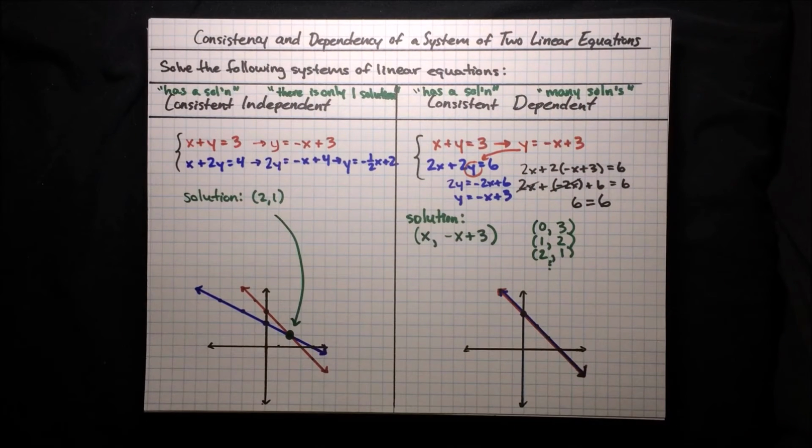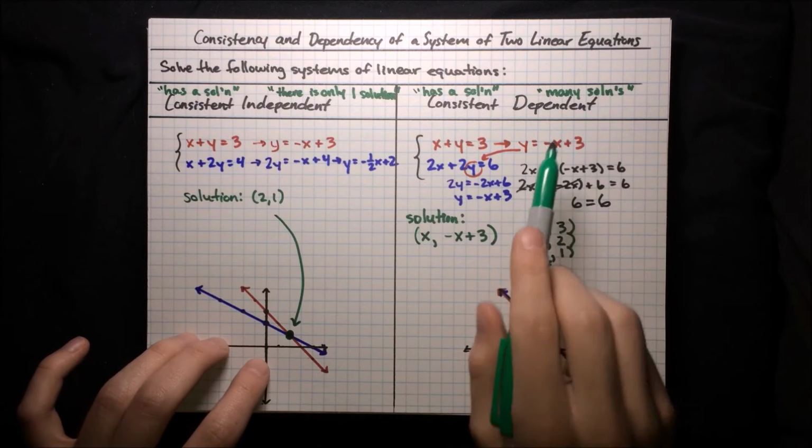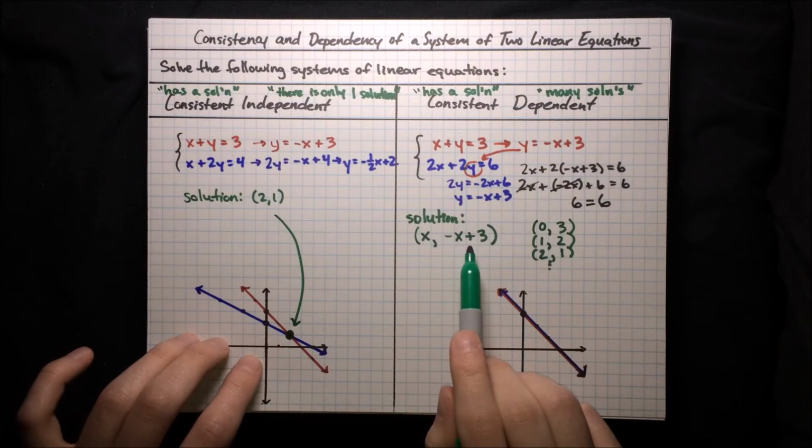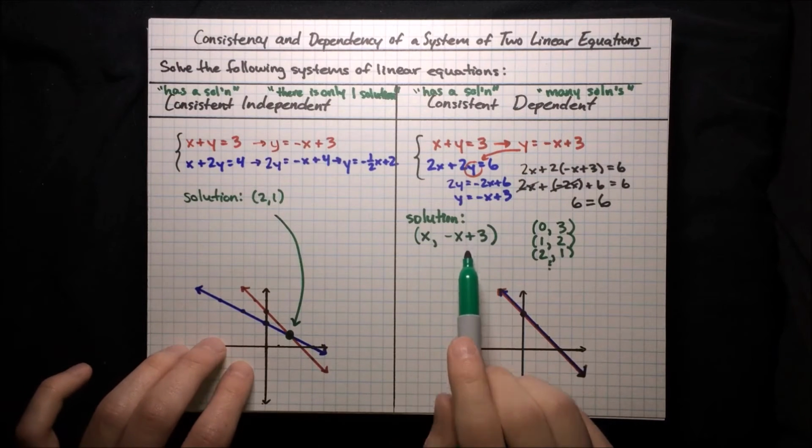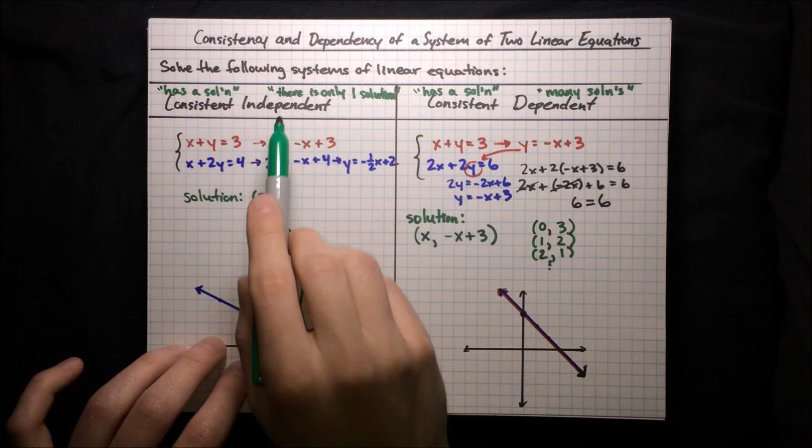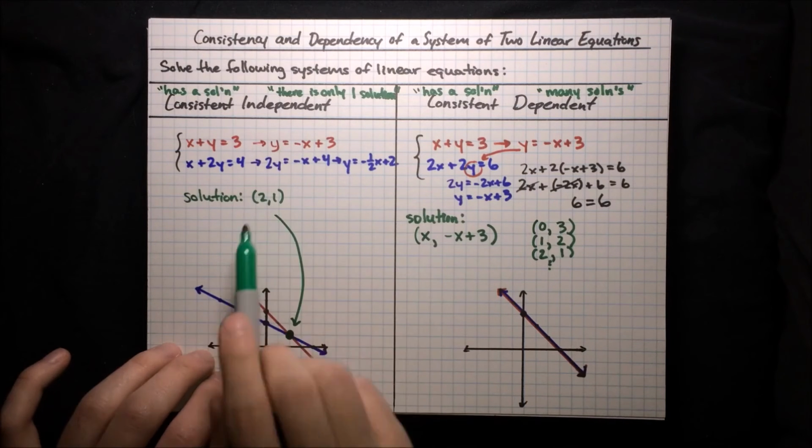You can also remember it this way: dependent because the solution for y here depends on the value of x, and independent because the solution is fixed and does not depend on x or y.